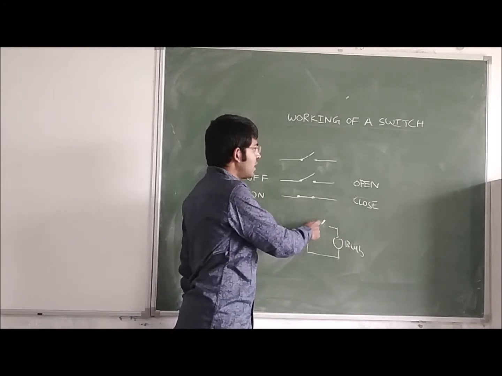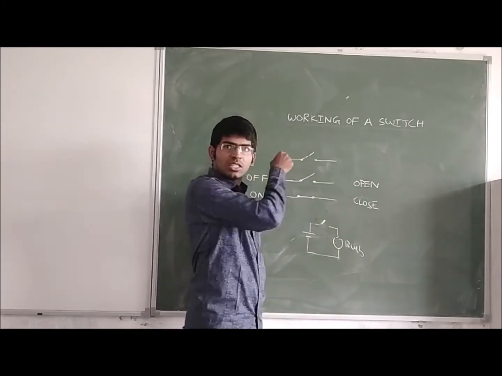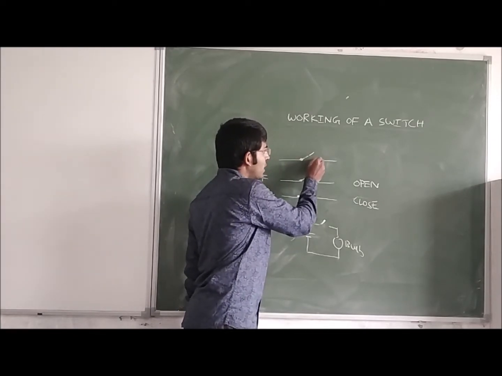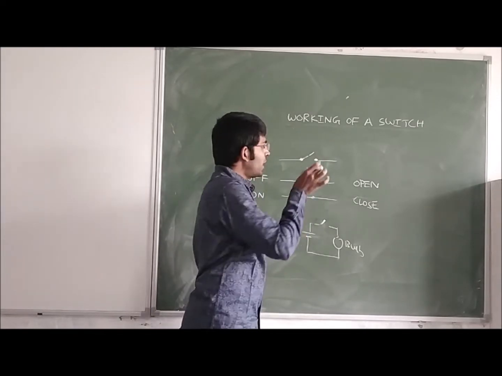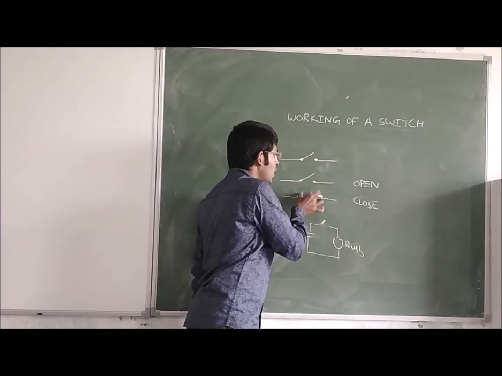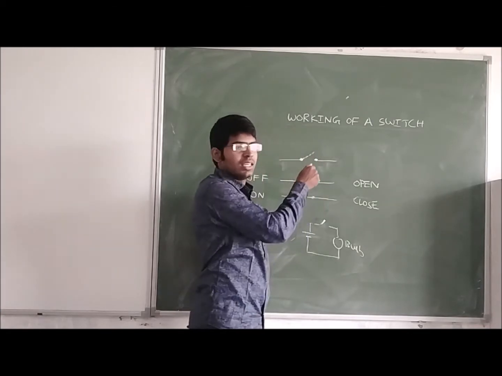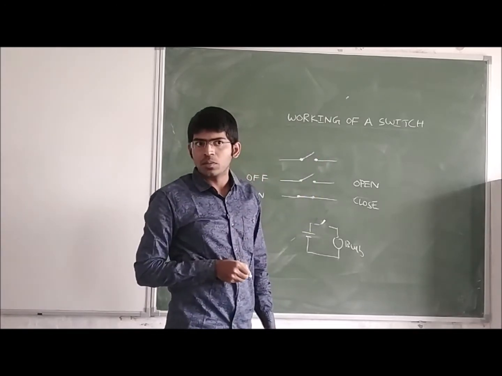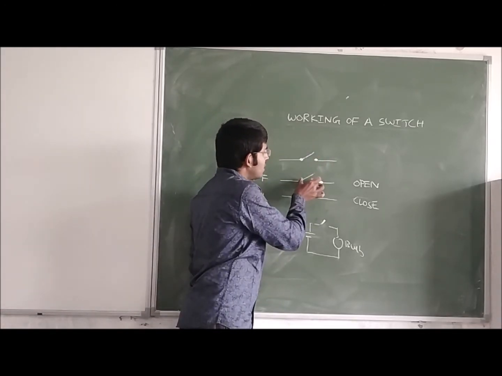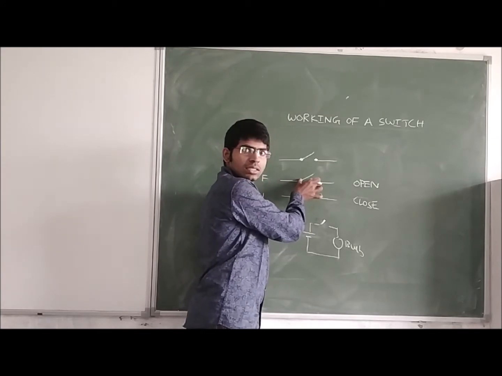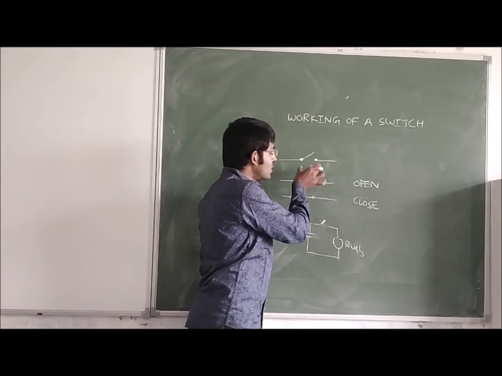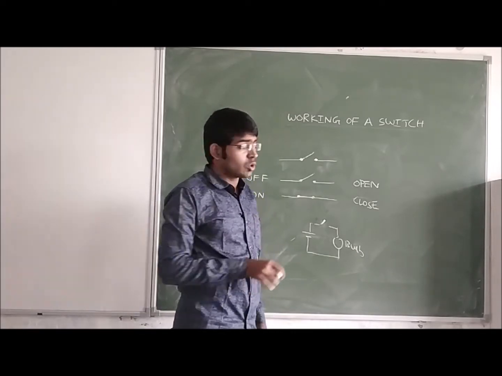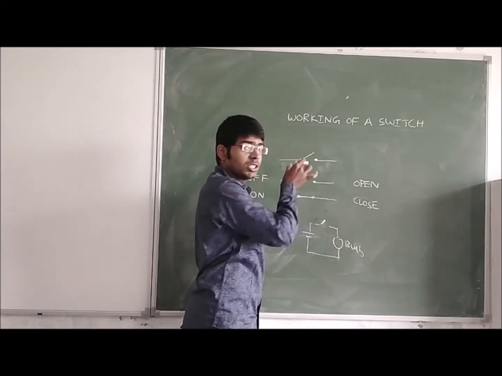Electrically, we represent the switch by using this circuit symbol. In this circuit symbol, you can observe there are two contact points. To connect these two points, we use an arm. This particular arm is called a pole. Here, the two contacts are off. These two contacts make the switch be in open condition. So the switch is said to be in the off position.